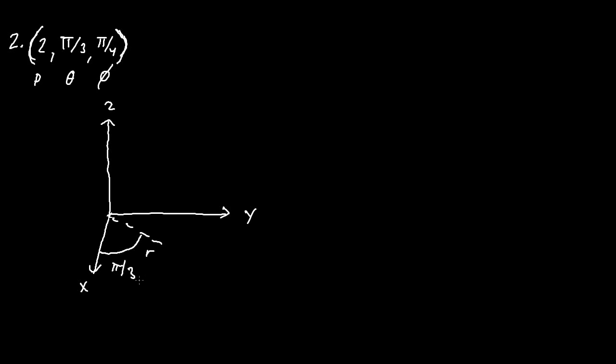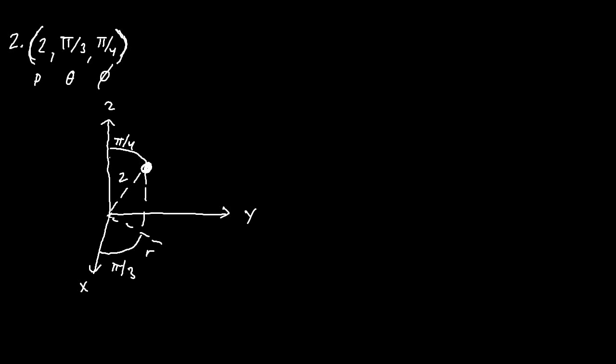Now for phi here, phi is going to be pi over 4, so the angle from the positive z-axis is pi over 4, or in other words 45 degrees. And so that angle is going to meet up with rho, which has the value of 2. So rho is going to be 2. So this is going to be the point 2, 2 pi over 3, pi over 4.